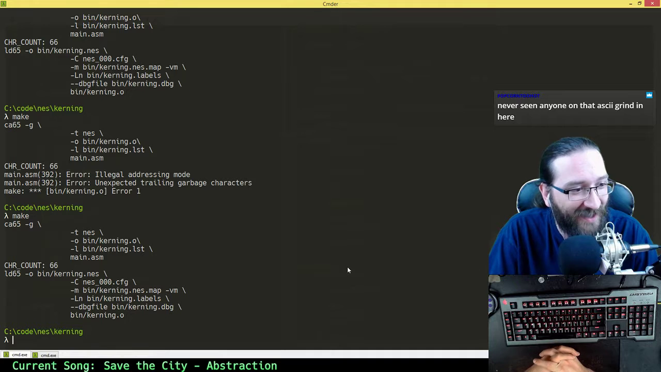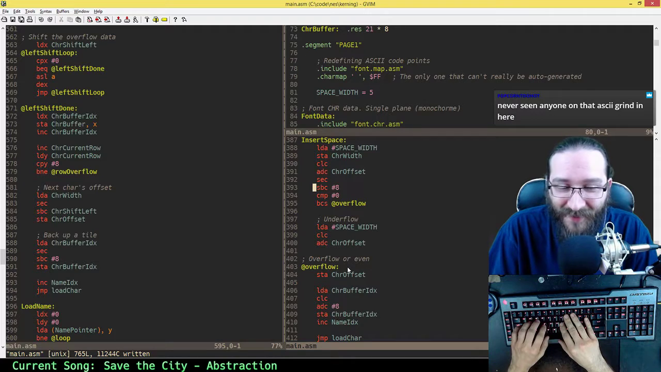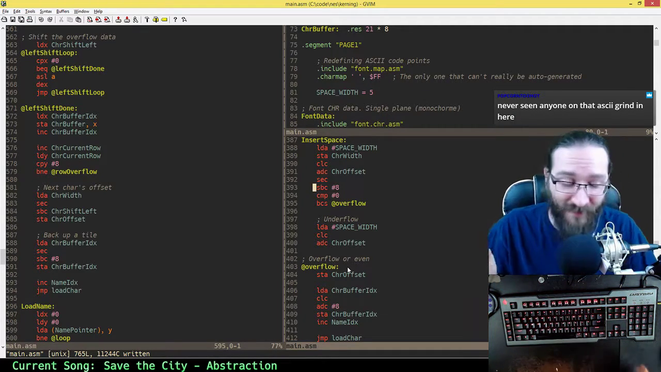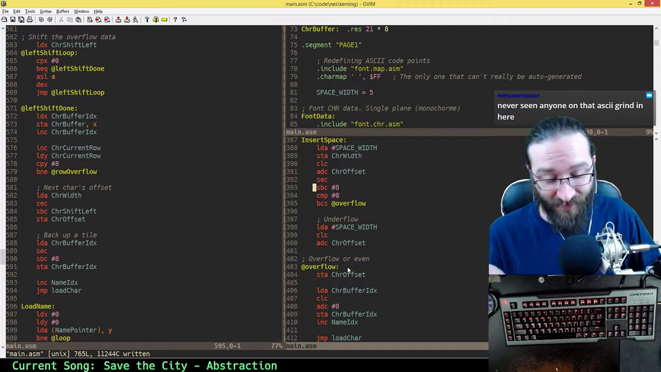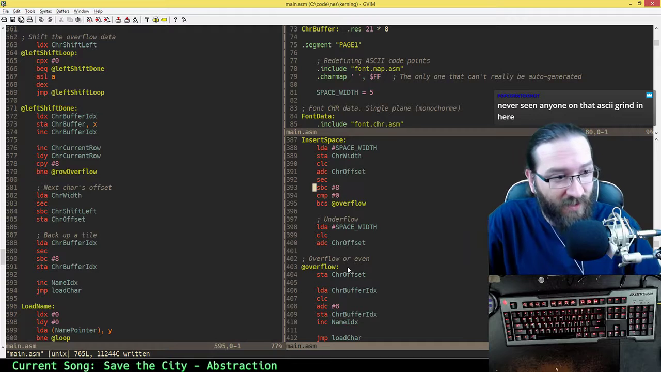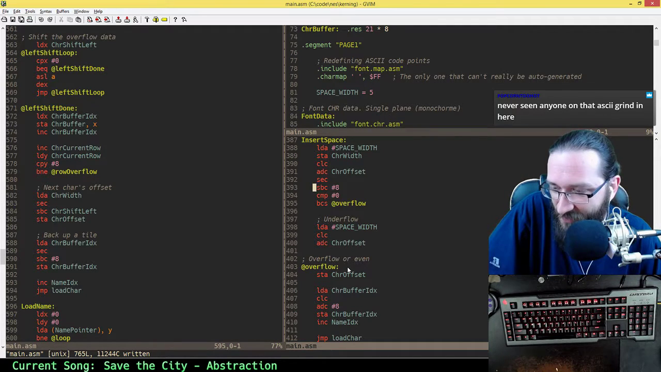Never seen anyone that ASCII grind in there. On that ASCII grind. Yes, so this is a bit different than a bunch of stuff on Twitch. There are people that actually write assembly, NES assembly specifically, every once in a while. There's like 1, 2, 3, like 3 others, I think.